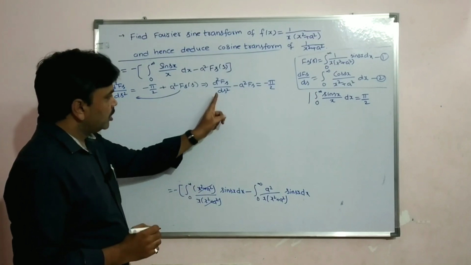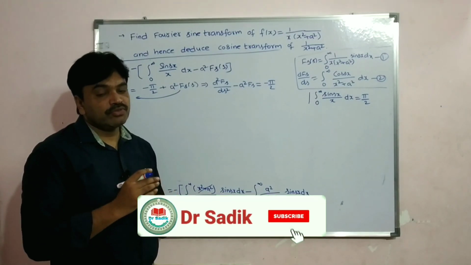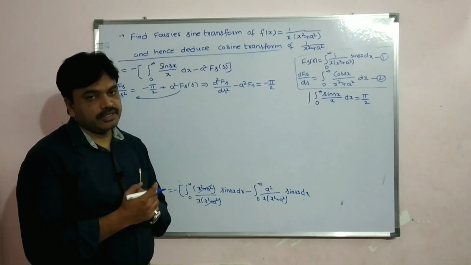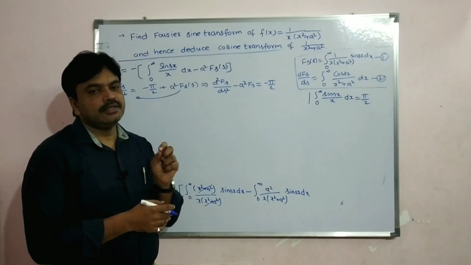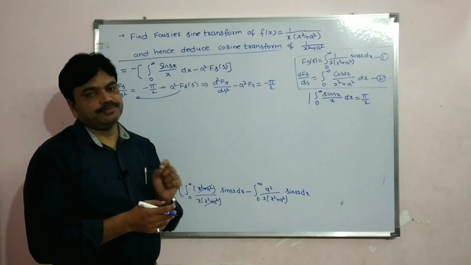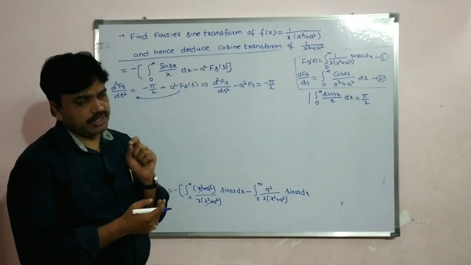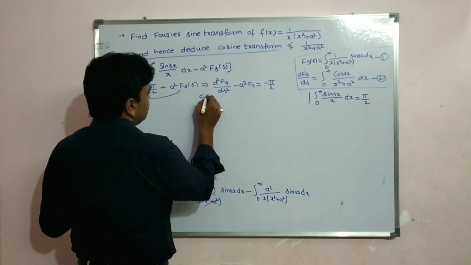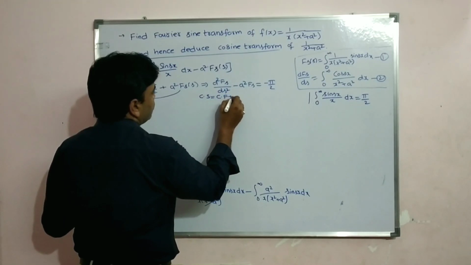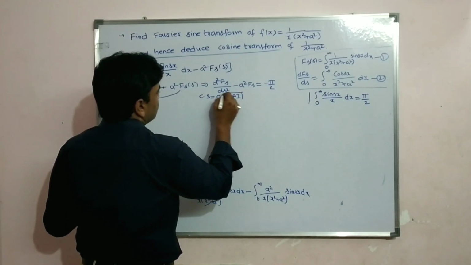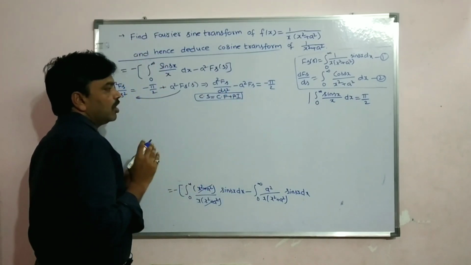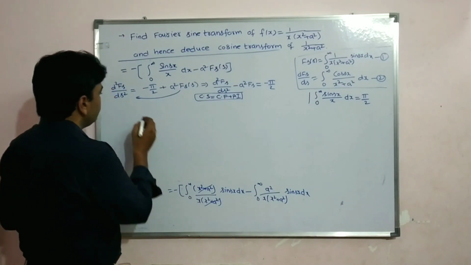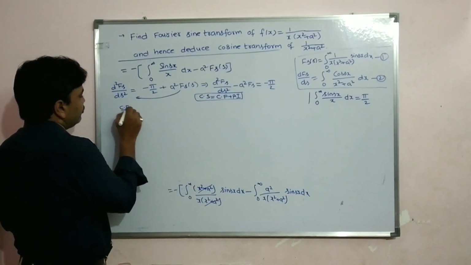Now tell me, students, this is like d²y/dx² minus a² y equal to a constant. It is like a linear differential equation. So what is the complete solution here? The complete solution is equal to complementary function plus particular integral, students.